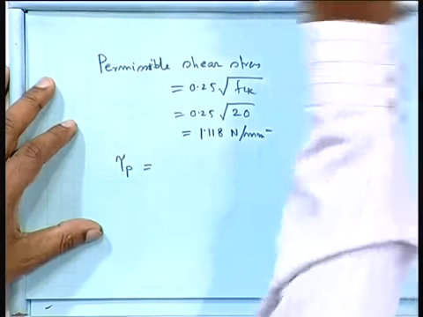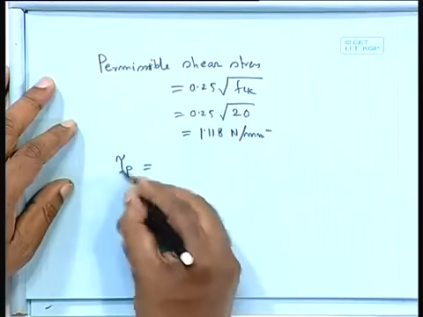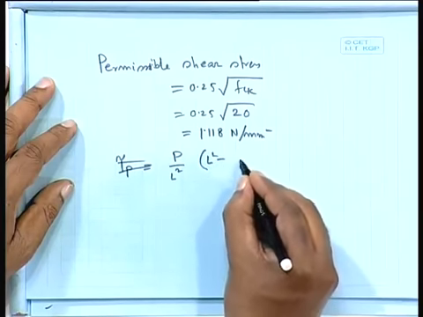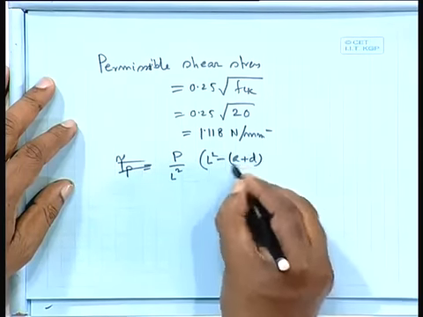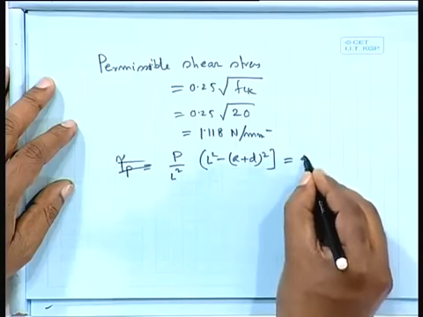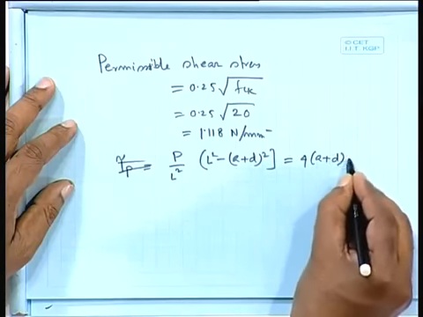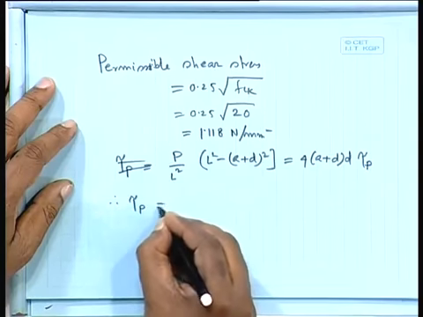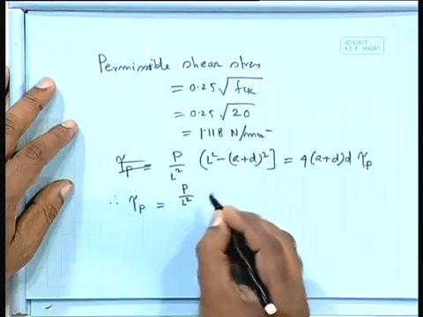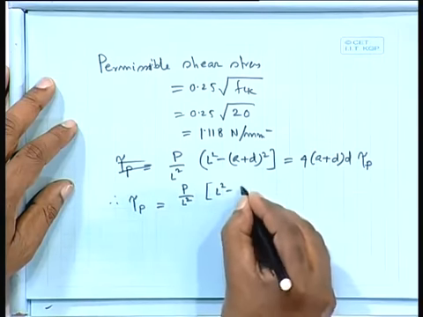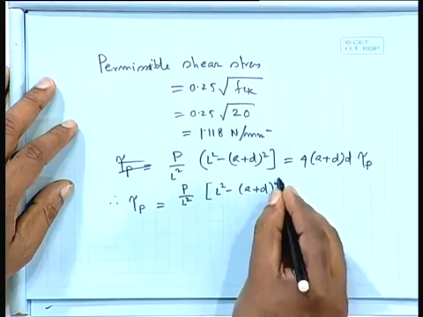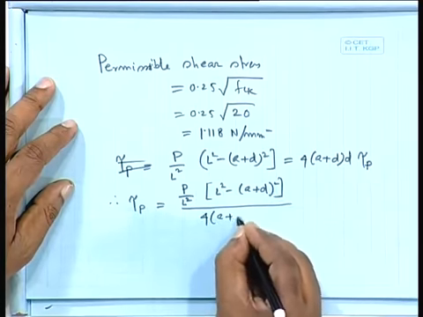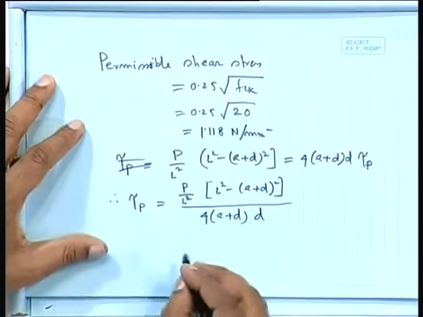shall I write down once more here? Let me write down here. P by L square minus A plus D whole square equal to 4 times A plus D times D tau P. Therefore, tau P equal to P by L square minus A plus D whole square divided by 4 times A plus D times D.